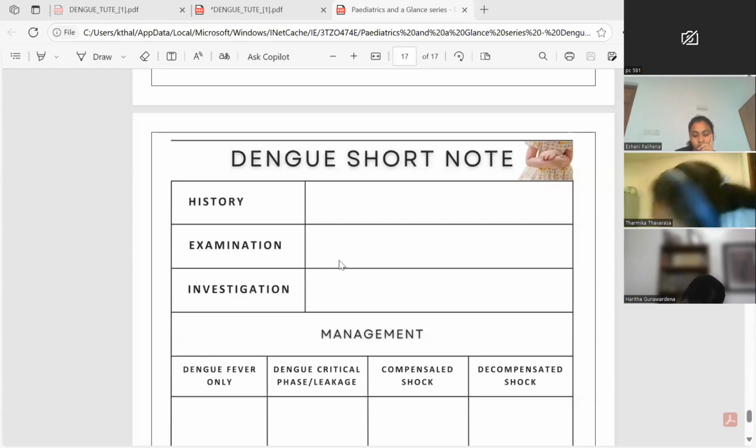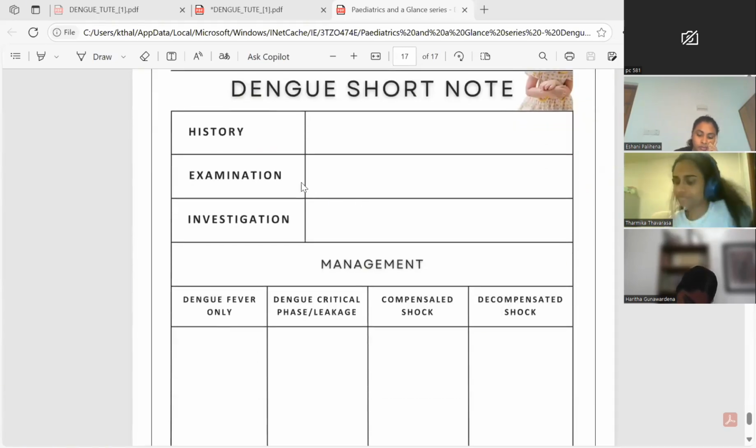What is the next examination point? Evidence of shock. Check for evidence of shock: blood pressure, pulse rate, pulse pressure, and capillary refilling time.